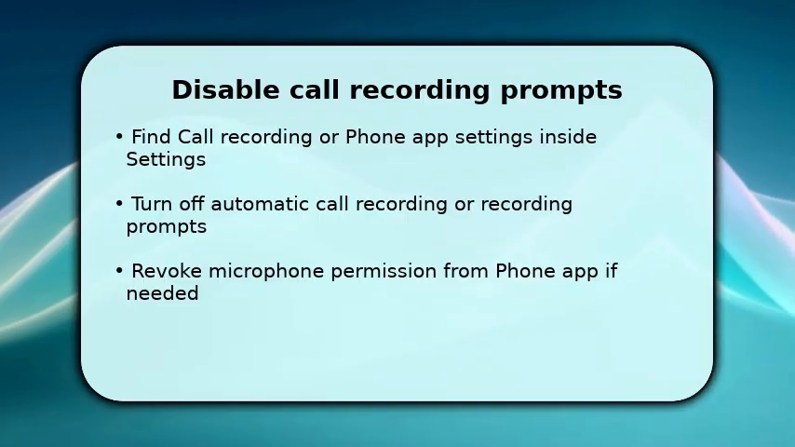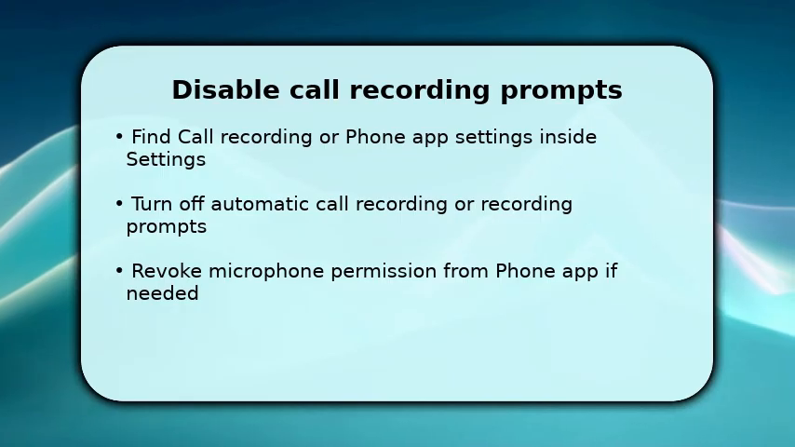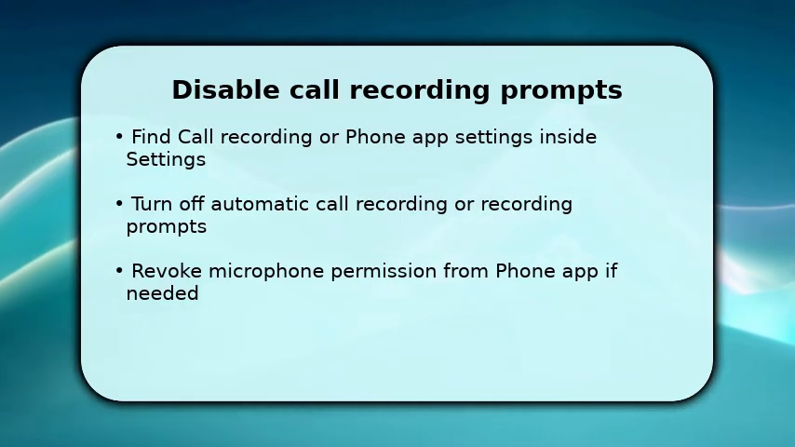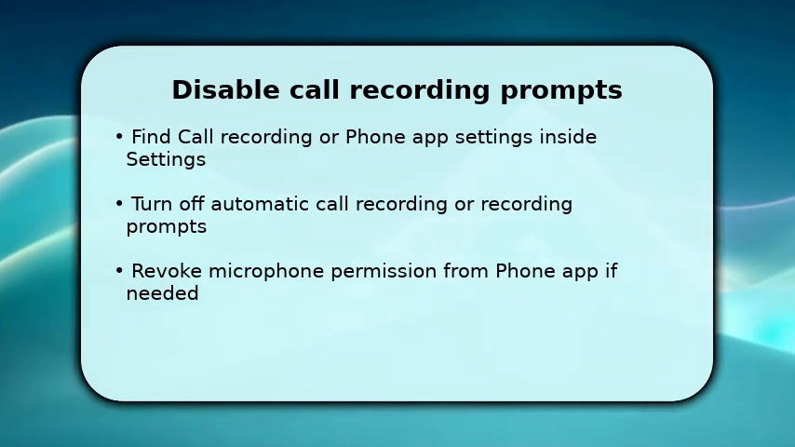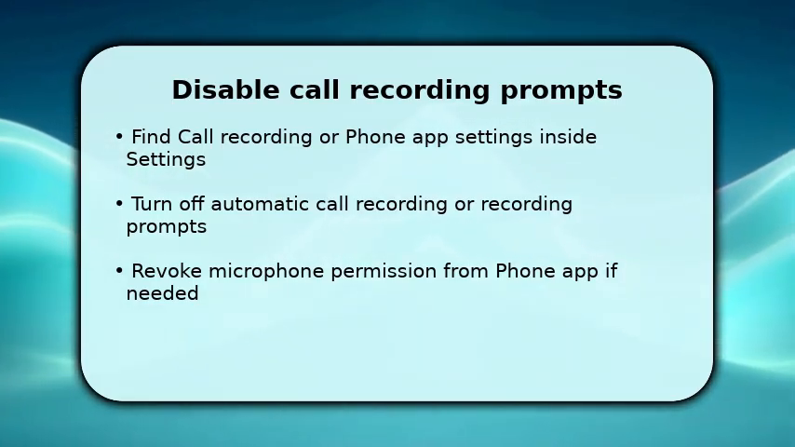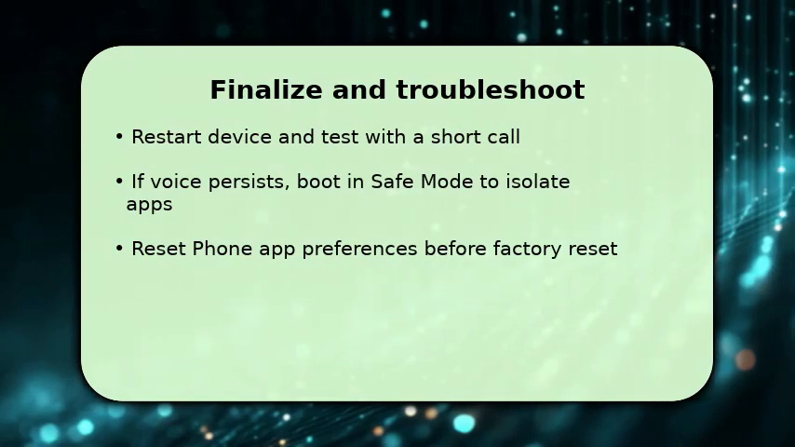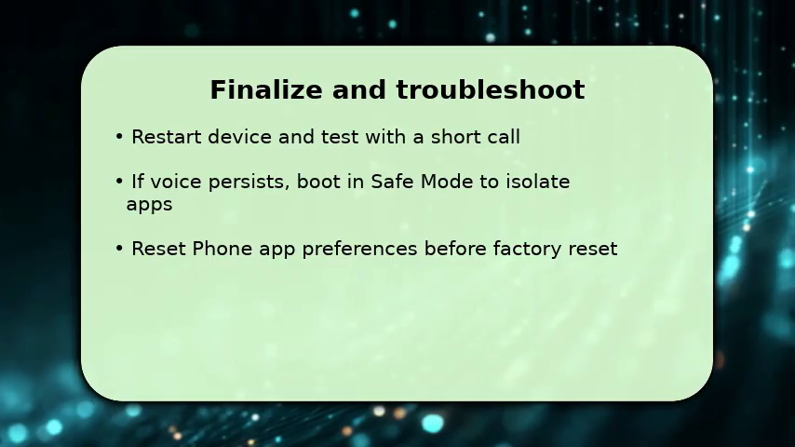If prompts persist, go to App Permissions, find Phone, and revoke microphone or notification access temporarily to test behavior. Make sure to re-enable only the permissions required after verifying the voice stops. This isolates whether the phone or an app triggers the recorded voice. Finish by restarting your OnePlus and making a short test call to confirm the voice is gone.